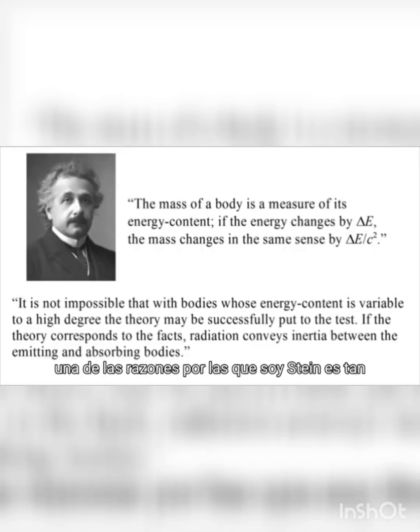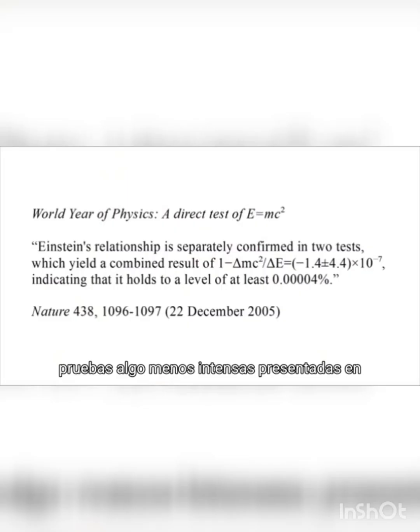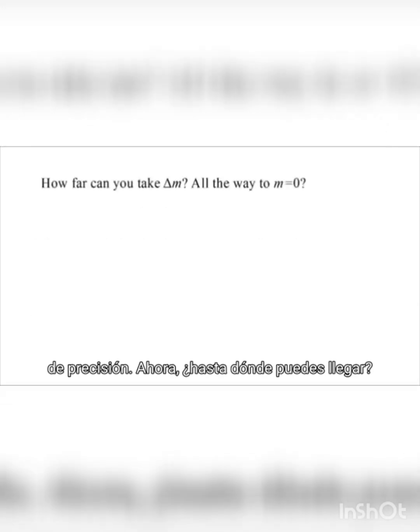Of course, one of the reasons Einstein is so famous is that he had a knack for making good guesses about radical ideas. Sure enough, 40 years later, delta E equals delta m c squared was demonstrated quite dramatically. A somewhat less intense test presented on the centennial of Einstein's paper verified his prediction to a high level of precision.